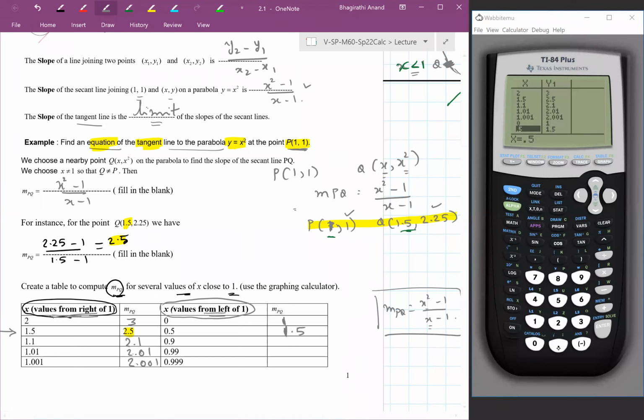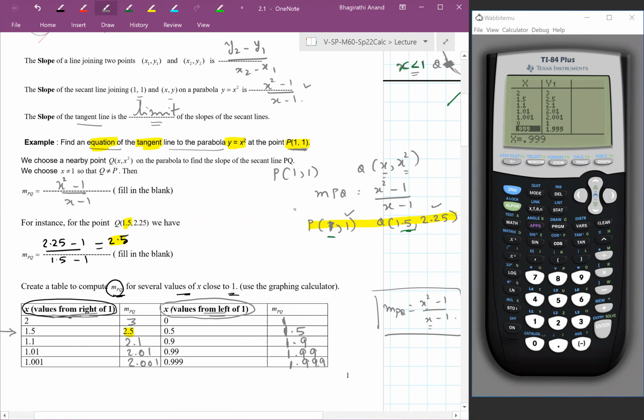Then 0.9, hit enter. That is 1.9. And 0.99, hit enter. That is 1.99. Then 0.999, enter. That is 1.999.